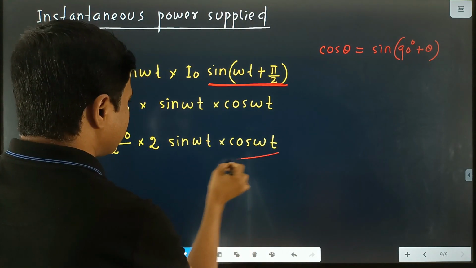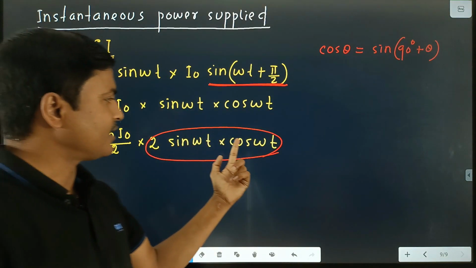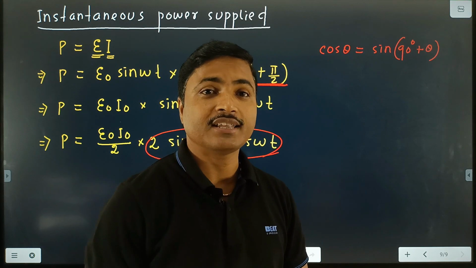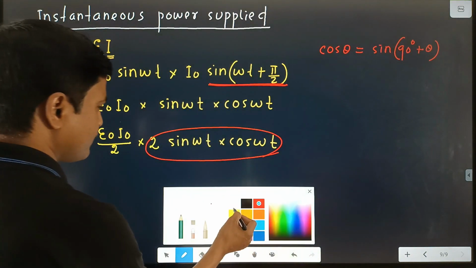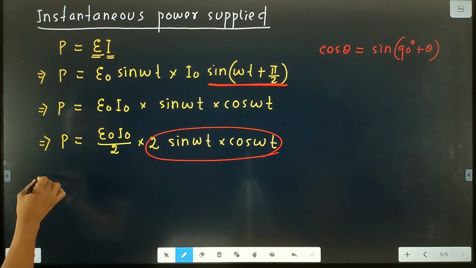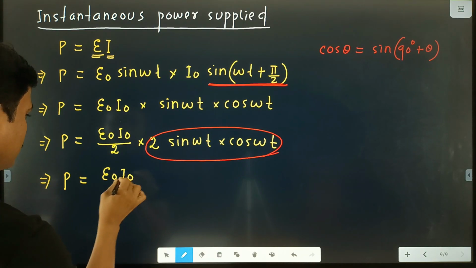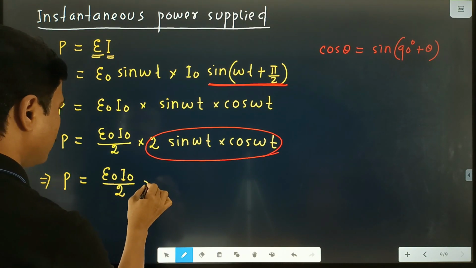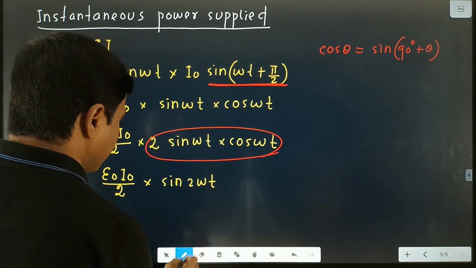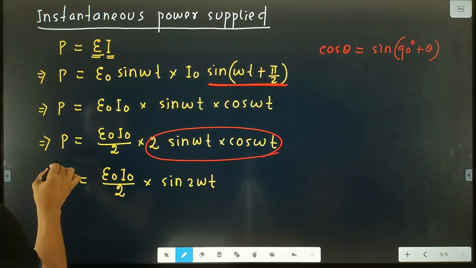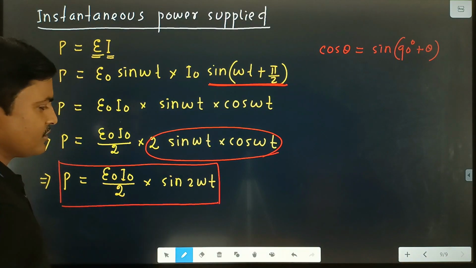And you also know another trigonometric formula, that is twice of sin theta into cos theta is sin 2 theta. So in place of this we write that instantaneous power supplied P is equal to E0 I0 divided by 2 multiplied by sin 2 omega t. This is the mathematical expression of instantaneous power supplied.